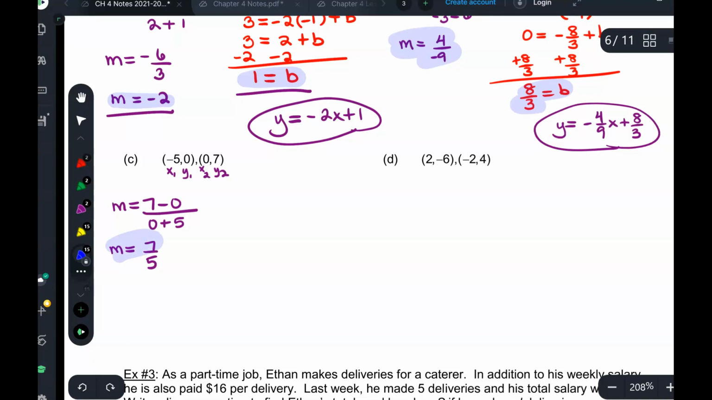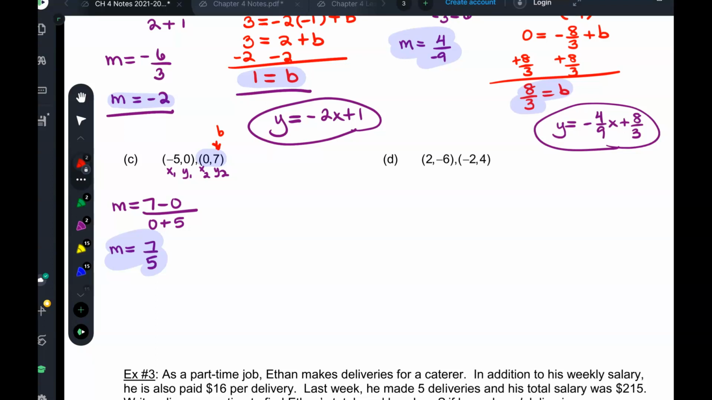Now we get to decide which point. However, what do I notice? 0, 7. That is already a y-intercept. So we can actually recognize that that's what b is equal to, but let's say you didn't think about it and you just made 0 x and 7 y.